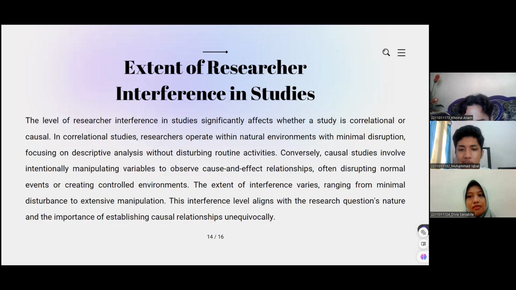The extent of interference varies, ranging from minimal disturbance to extensive manipulation. This interference level aligns with the research question, its nature, and the importance of establishing causal relationships unequivocally.